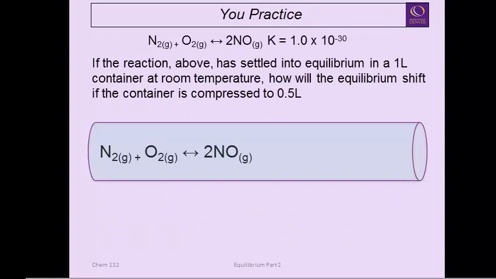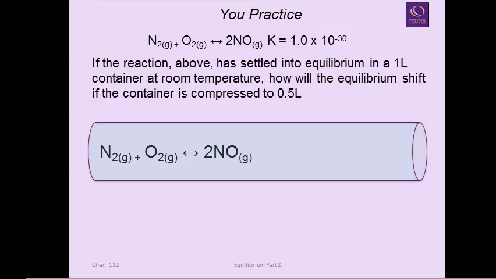Okay, so here's an example you can practice. Look at this reaction. Now we're reacting nitrogen with oxygen again, forming nitrogen monoxide. We have it in a closed cylinder at 1 liter. And so the idea is, okay, what would happen if we had this settled into equilibrium? K is 1 times 10 to the minus 30.